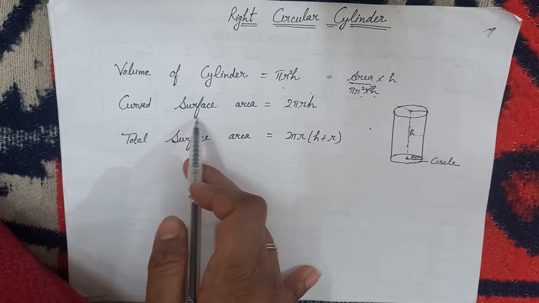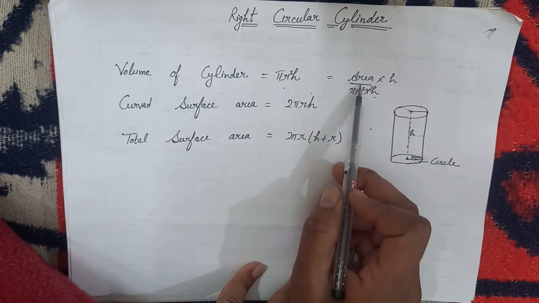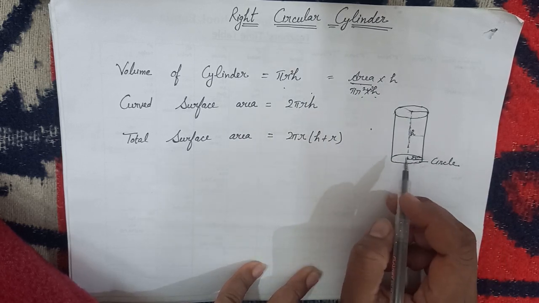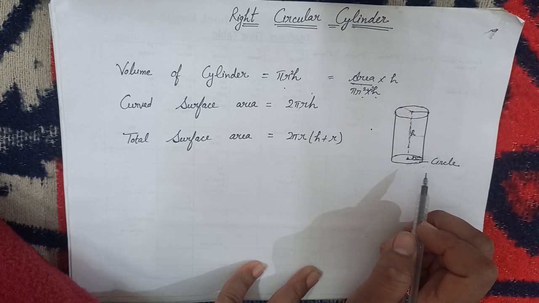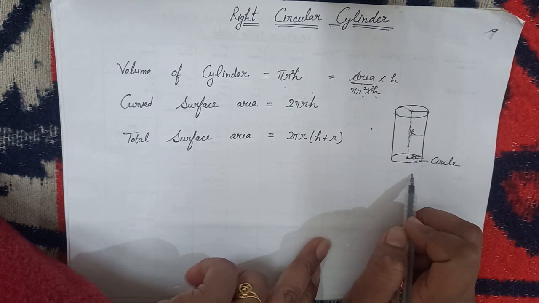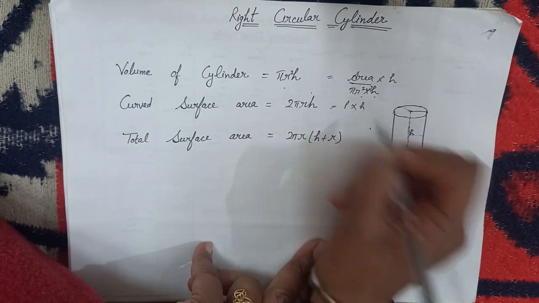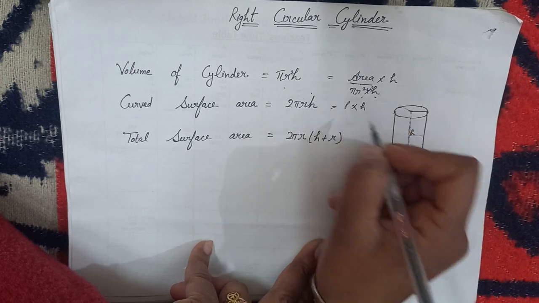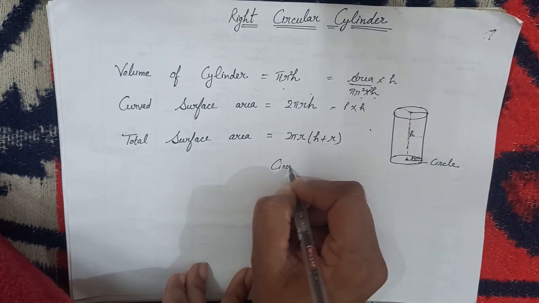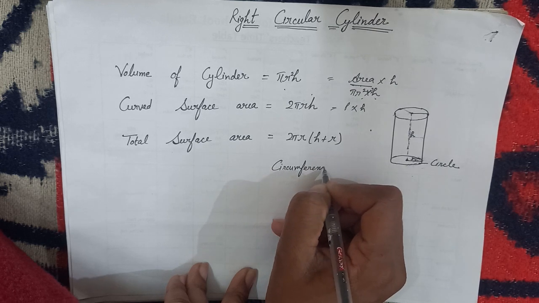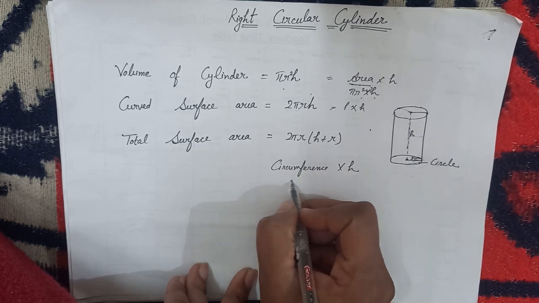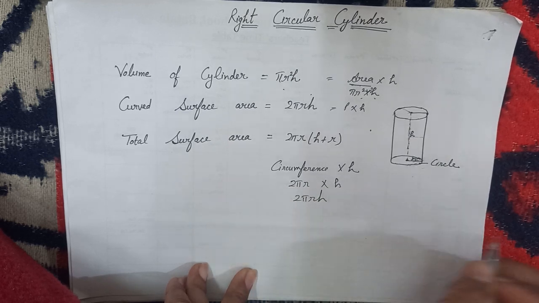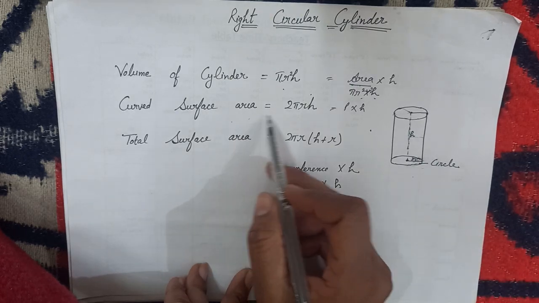Now let's talk about the curved surface area. Same as we get area, and by doing area into height we get the volume, similarly we do perimeter into height. Perimeter here means the base is again a circle, right? So the perimeter of a circle is called the circumference. So the circumference, that is 2 pi r, will be multiplied with the height h, and we get our formula 2 pi r h for the curved surface area.